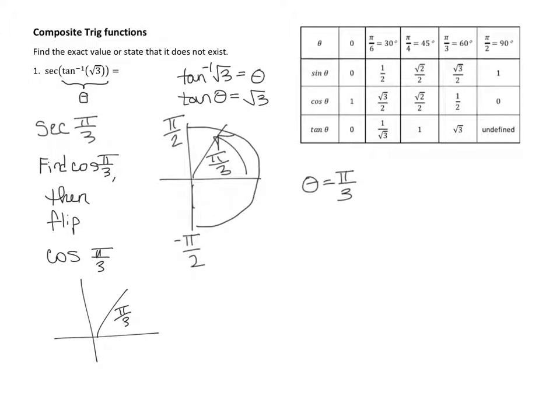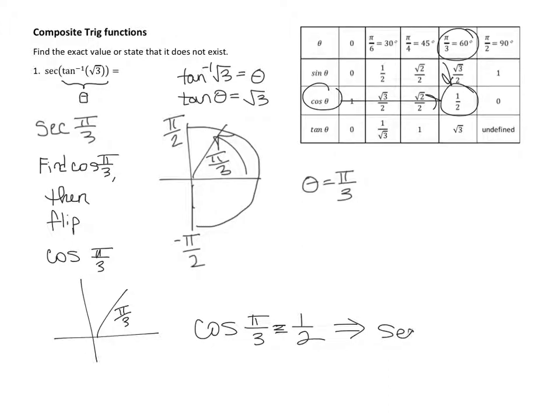So we can just check our reference chart over to the right. What is the cosine of pi over 3? Here's pi over 3, here's the cosine. We get 1/2. So the cosine of pi over 3 equals 1/2. Therefore, we can say that the secant of pi over 3 is you just flip the answer. That would be 2 over 1, which equals 2. 2 is my answer for the whole problem.